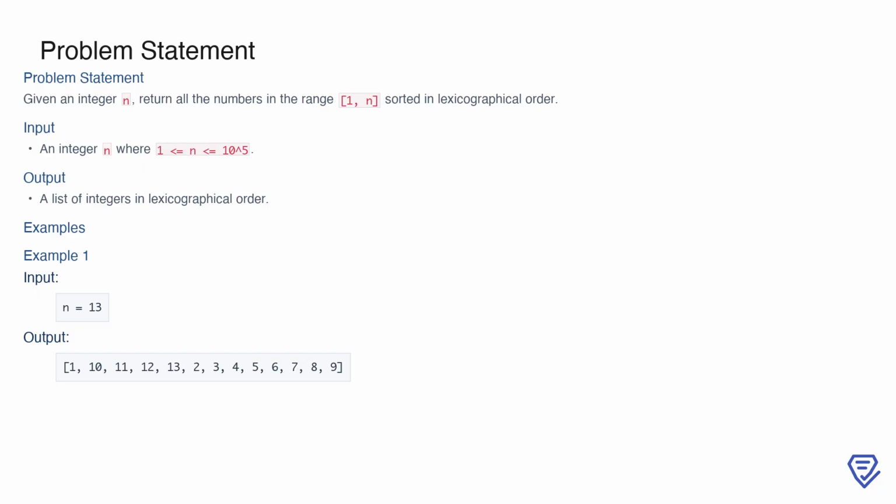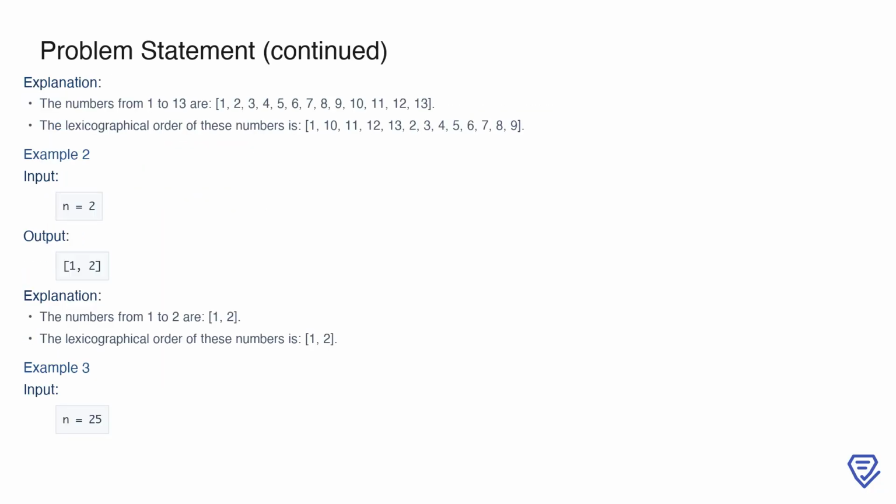The input to the problem is a single integer n, where n can range from 1 to 100,000. The output is a list of integers sorted in this lexicographical order. Let's take a look at a few examples to clarify this requirement. In the first example, we are given n equals 13. The numbers from 1 to 13 are 1, 2, 3, up to 13.